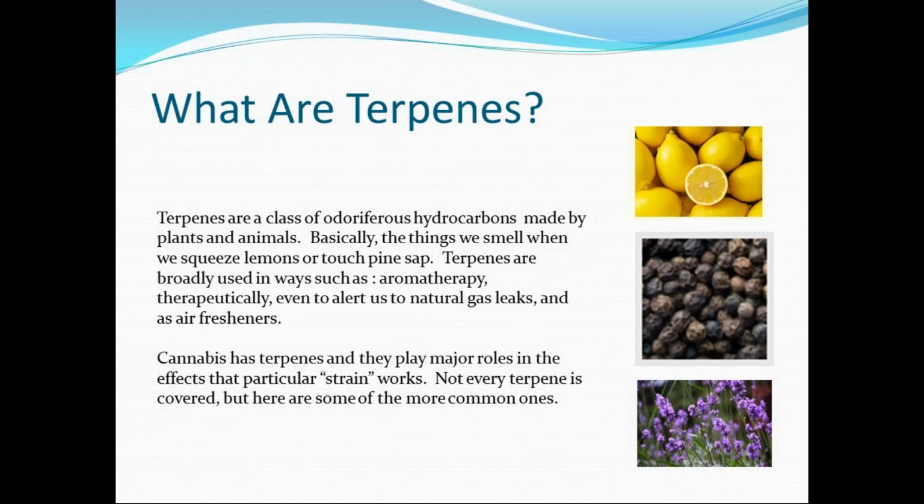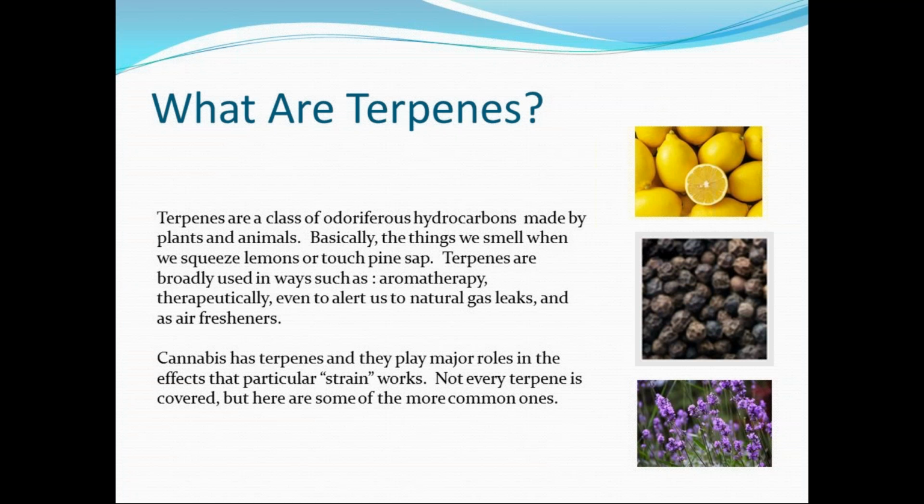Terpenes, and like I said, same with the cannabinoids, this is not a comprehensive list. There are over 200 terpenes, but I'm going to go over some of the more popular ones that we find in cannabis. Terpenes are a class of odoriferous hydrocarbons made by plants and animals. Basically, it's what we smell. So if you're touching pine sap or peeling lemons, that sort of thing, what you smell are the terpenes being released as you do those things.